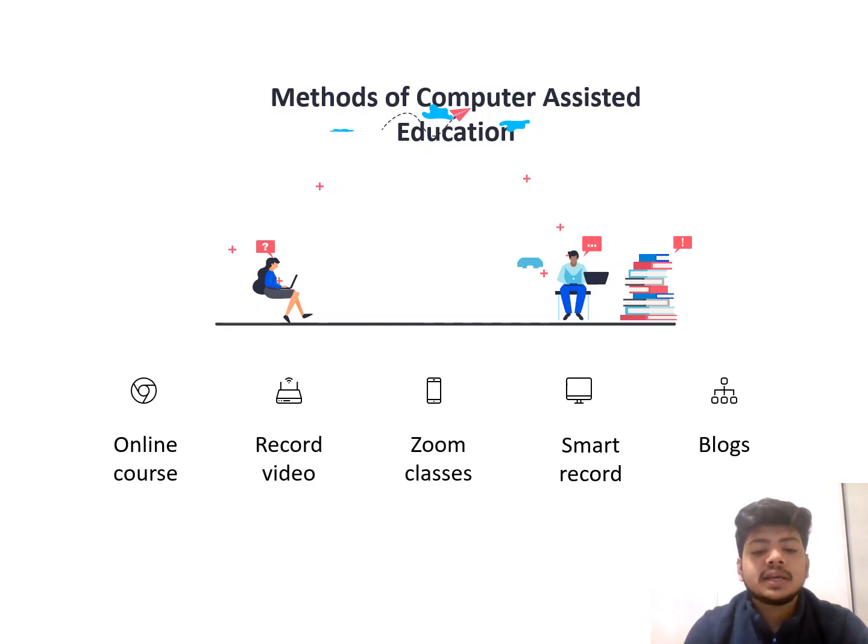The second thing is recorded video. We have seen that most colleges are following this new setup of recording videos. They just have to record the video and put it in the student slots. From there, students can learn whenever they have time or whenever they want to learn.